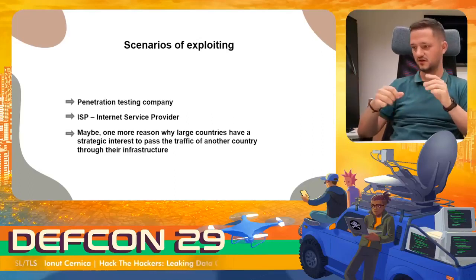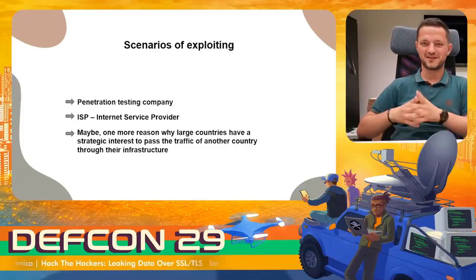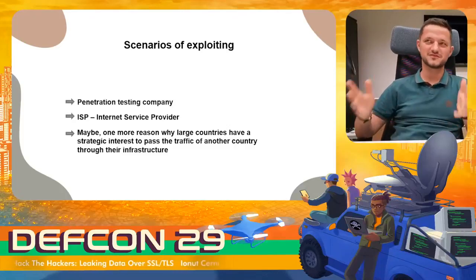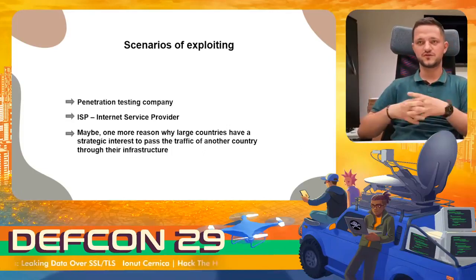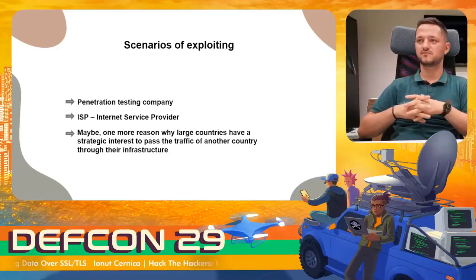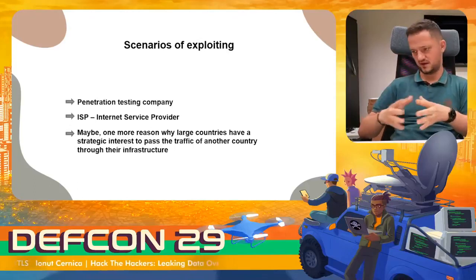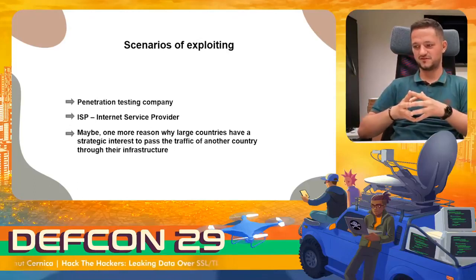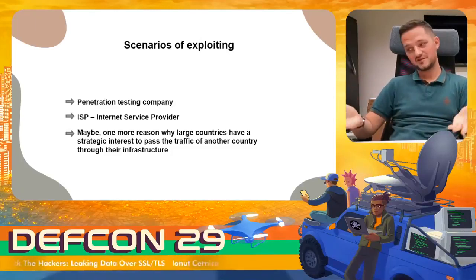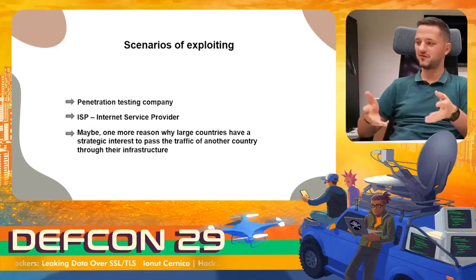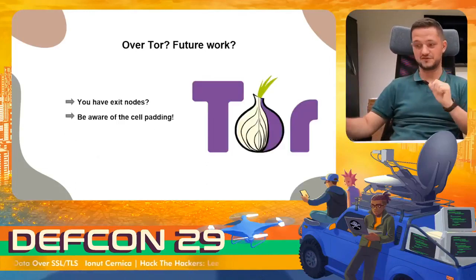You'll see later. Our internet service provider, which has all the traffic, can start digging for information, digging for databases where script kiddies or even professional hackers or penetration testers are trying to exploit databases, and our internet service provider can take the same database. And the third one, maybe one more reason why large countries have a strategic interest in passing the traffic of another country through their infrastructure. Maybe it could be a reason, I don't know.